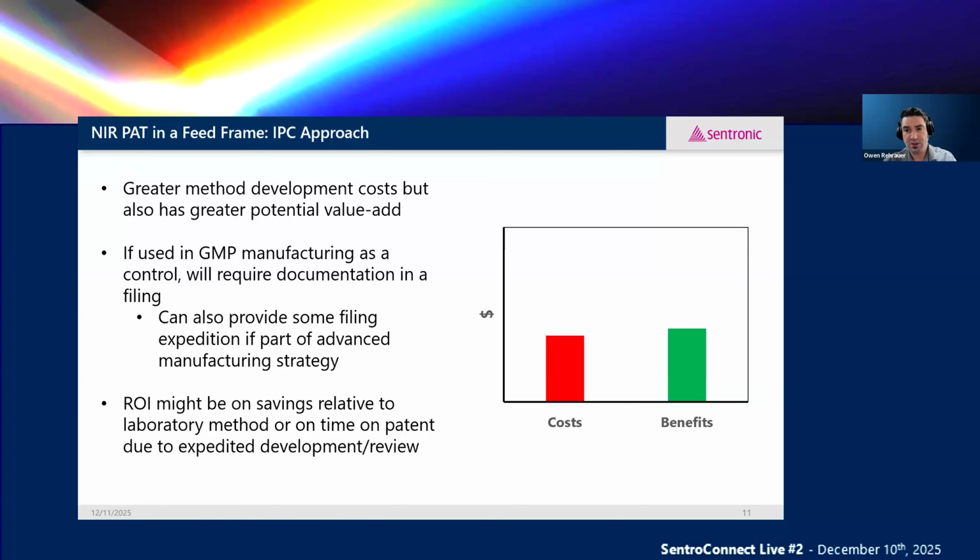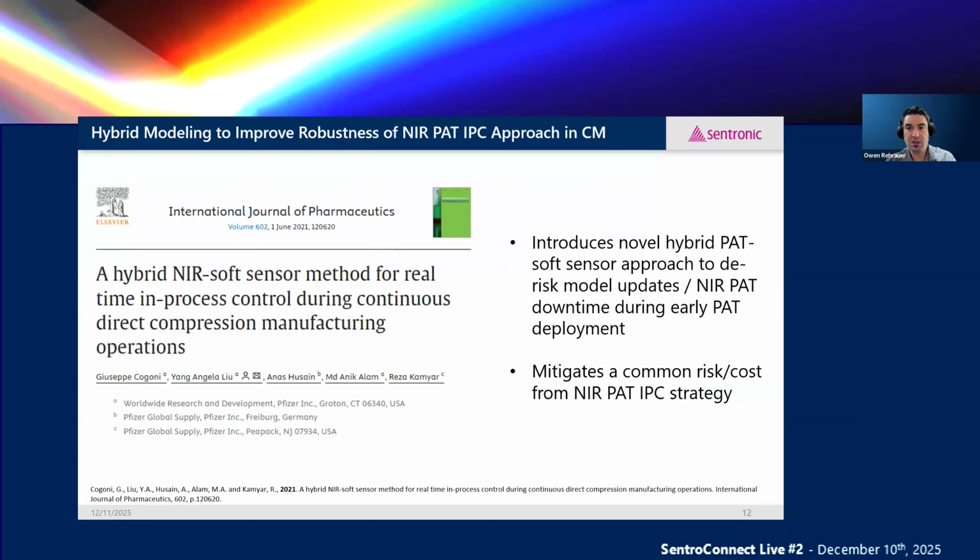I will say we are seeing some emerging approaches here in how this is deployed to minimize the cost of the NIR method. Namely, we've seen publications from places like Pfizer, I put the reference on the screen here, where a fusion of NIR PAT data as well as soft sensor data is used to reduce the overall calibration burden of the NIR PAT method, and by that reducing costs, reducing time it takes to develop, to maintain an in-process control at a more cost-effective way.